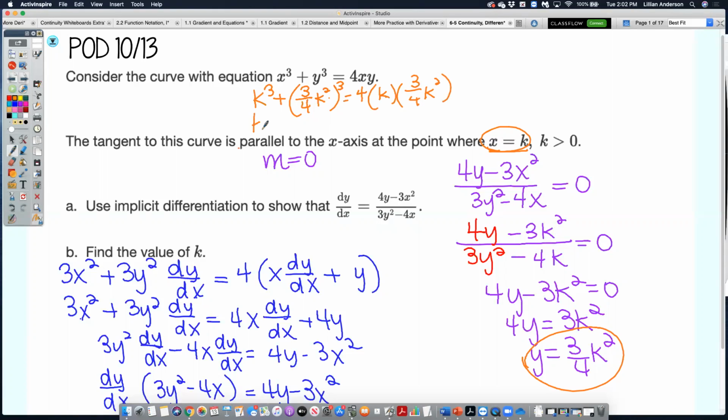So that becomes K to the third. What's 3 cubed? 27. 4 cubed? 64. K to the what power? 6, because remember, power to a power, you multiply. Then over here, 4 times 3/4 is just, and K times K squared is?